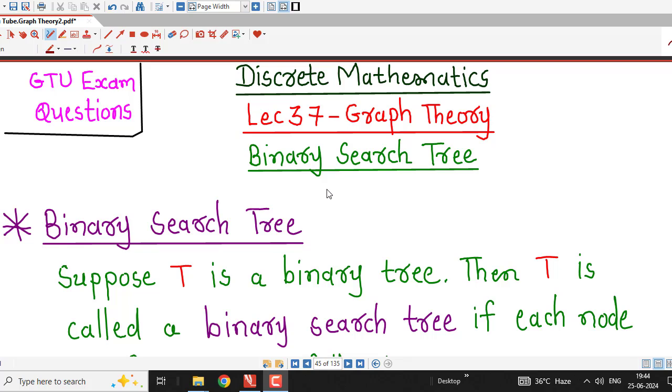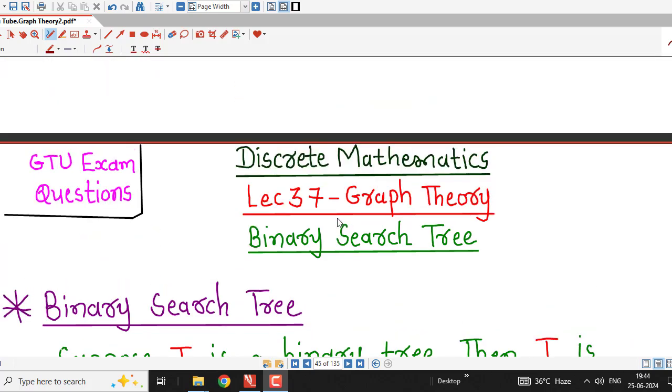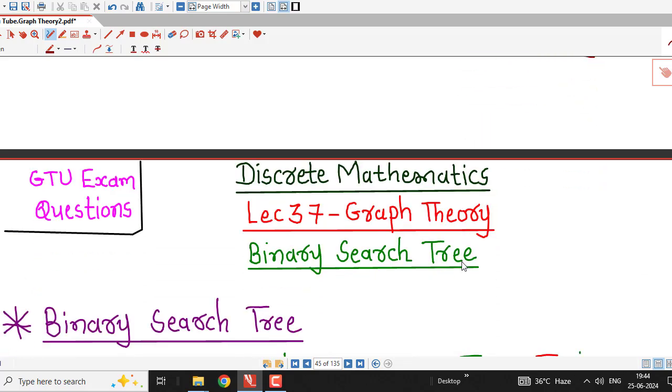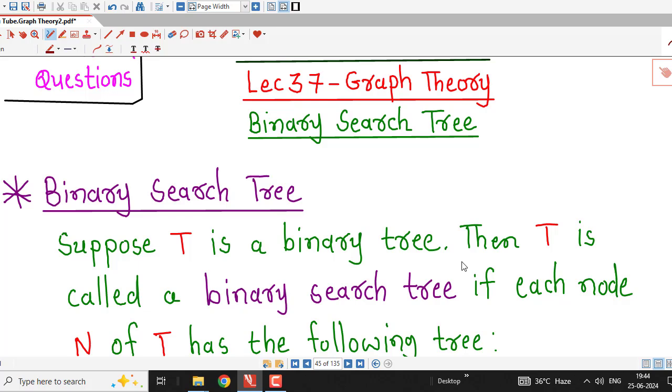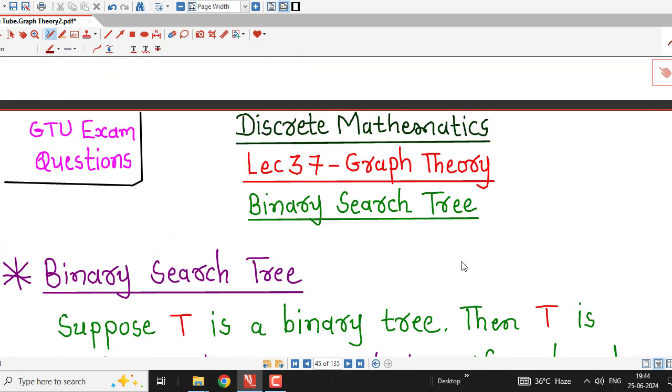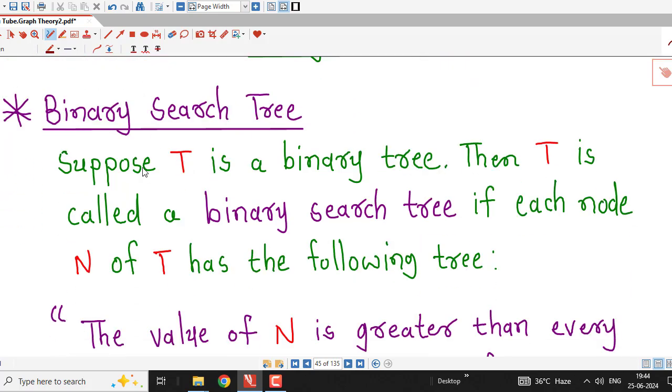In this lecture we will talk about binary search tree. Now we are familiar with trees and with binary tree also. We know that a binary tree is that tree in which every internal vertex has at most two children. If every internal vertex has at most two children in a tree, then that tree is called binary tree. And what is the meaning of binary search tree, that we are going to understand in this lecture. So first we understand the definition of binary search tree.